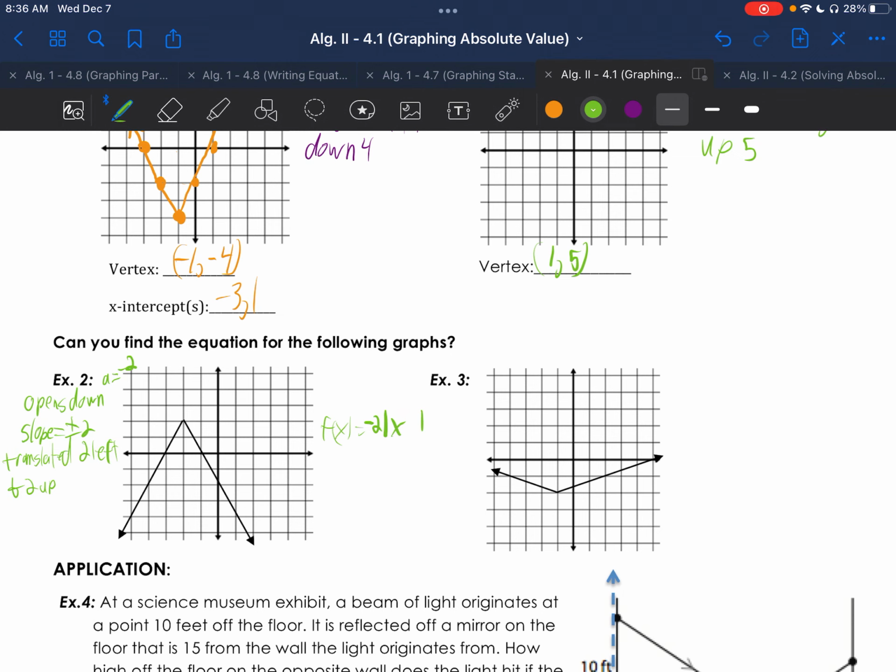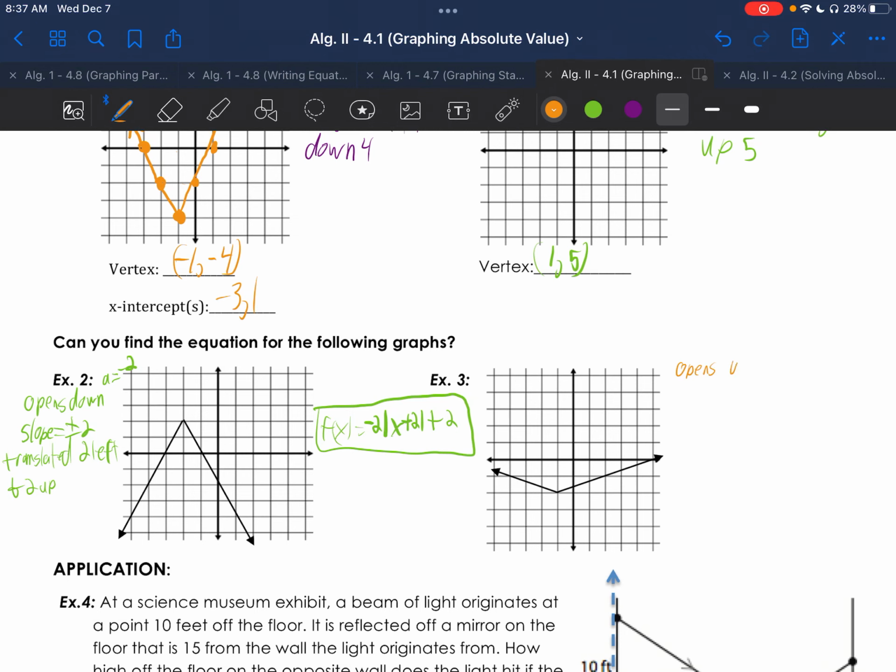Then we'd say, okay, -2 for the a, then you have the absolute value of x minus some h. Well, it's 2 to the left, so that'd be +2 because you want to put the opposite. And then 2 up, we're going to put +2 because we're doing exactly what that one says. And that covers our information. The -2 tells us it opens down with a slope of 2. The +2 with the x tells us it's left 2, and the +2 at the end tells us it's up 2. I'd recommend you go ahead and try number 3.